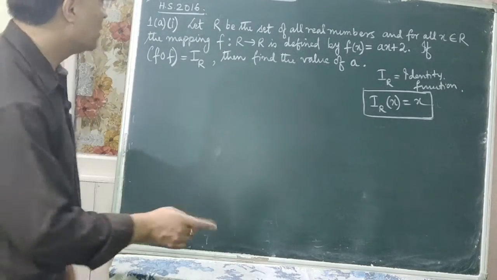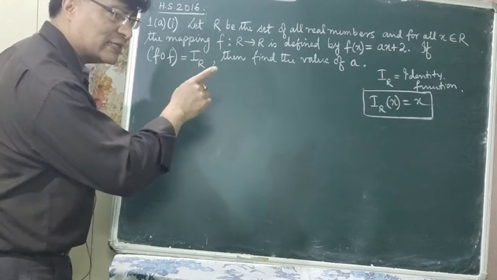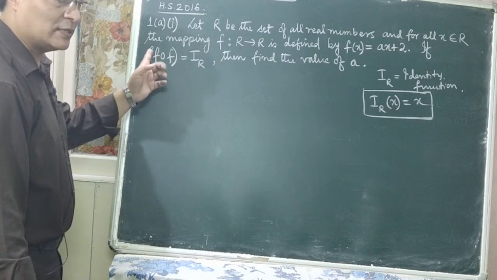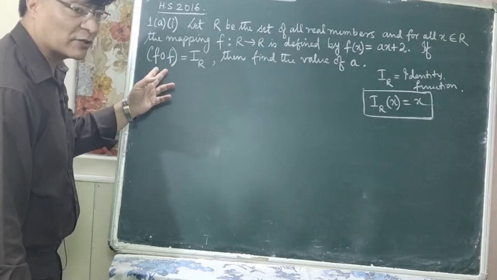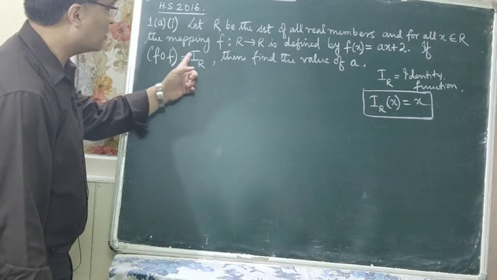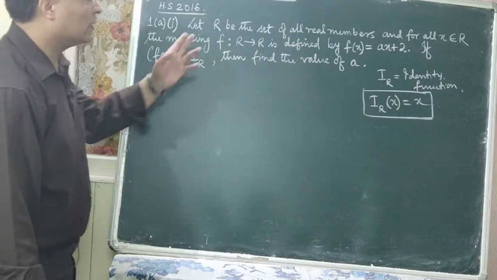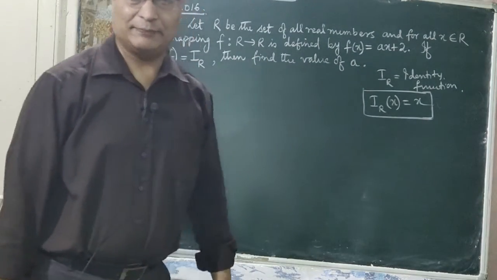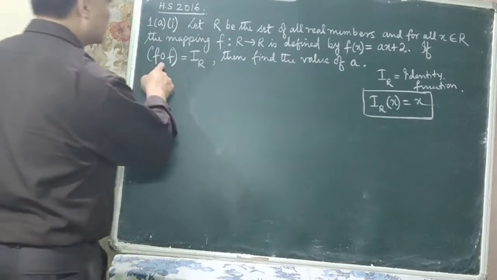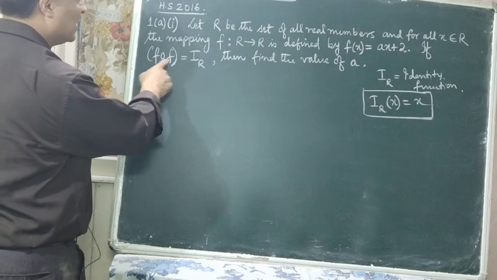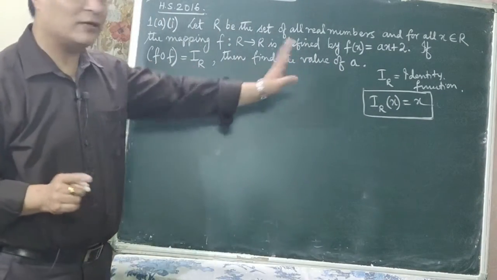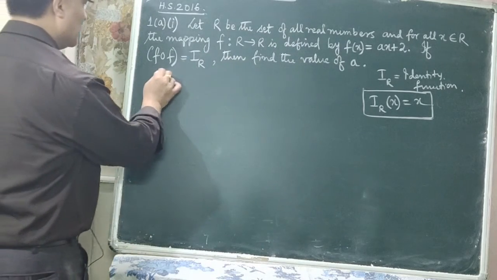Is that clear? So in this case, it is given that fof is equal to IR, that is your identity function. This is a problem from composition of function, or this is known as composite function. Then you have to find out the value of a. So I think you have understood the question. Okay. So now from this given f of x is equal to ax plus 2, you have to get the value for a.